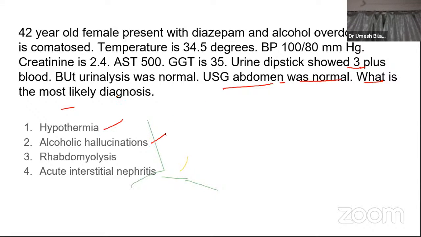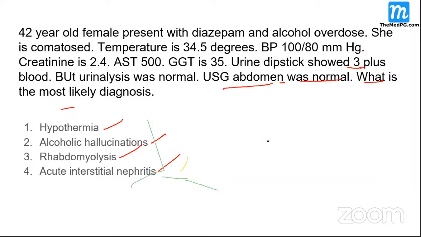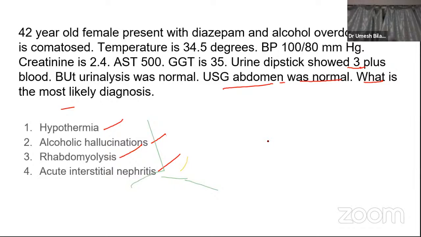Hypothermia, alcohol intoxication hallucinations, rhabdomyolysis, acute interstitial nephritis. Students, why do you want to go for rhabdomyolysis? Fourth one, acute interstitial nephritis. Beryllium says it is the fourth one. Others, if you don't want to answer, you can type in the chat box. There are no issues. Suchit also says it is the fourth one.